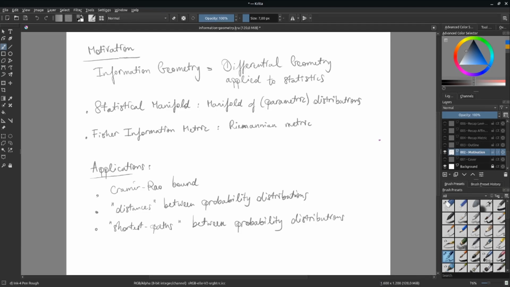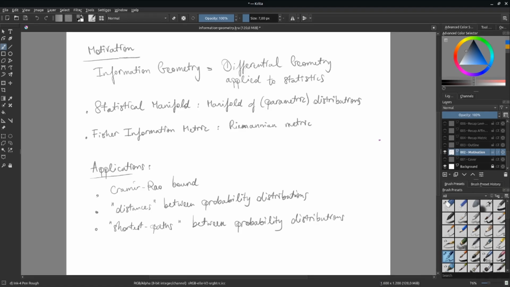But for applications, one major one is the Cramer-Rao bound, which is a classic result in statistics about the minimum variance of an estimator of a parameter. We'll see about that. And actually, Rao's proof, a 13-page paper, does use this differential geometric argument. So it's not a new thing, but it turns out there are a lot of applications.